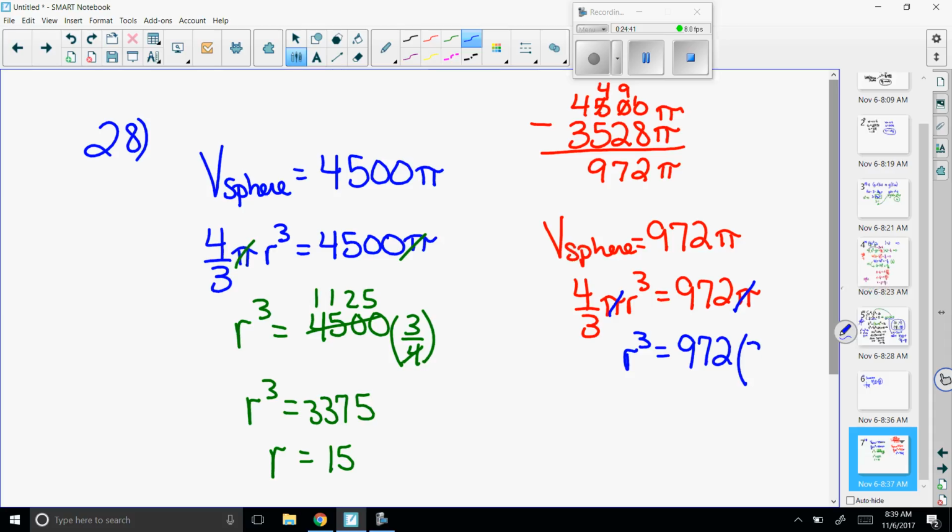If I divide by 4/3, I multiply by 3/4. Four goes in here. 2, 17, 4, 16, 12. Take that, and you get 9, 12, 729. So r is equal to 9. Then times 9 is 81 times 9. So how much is the radius decreased by? Yep.